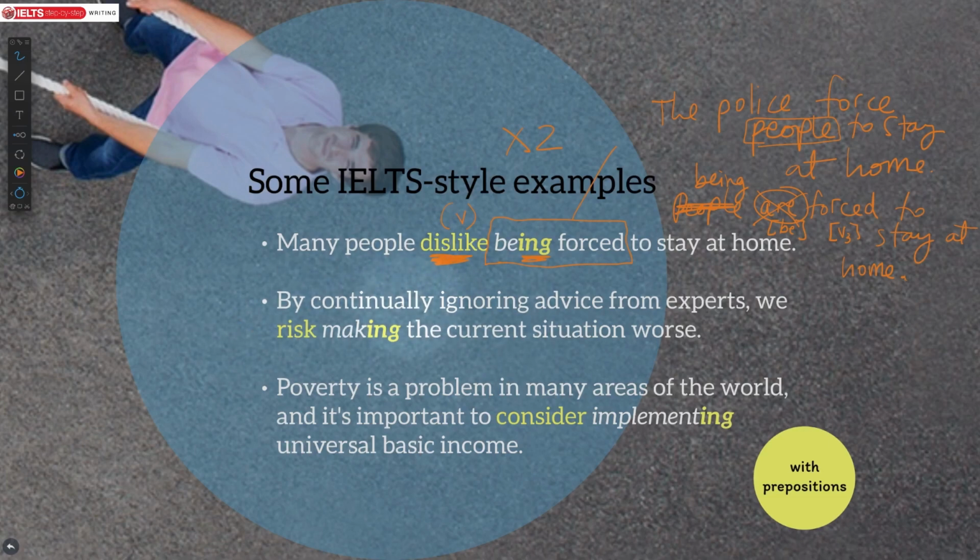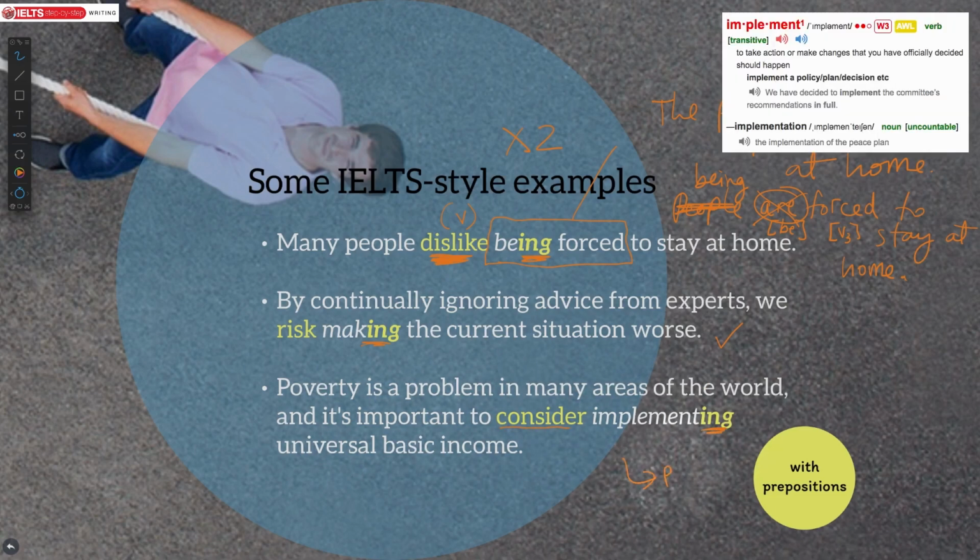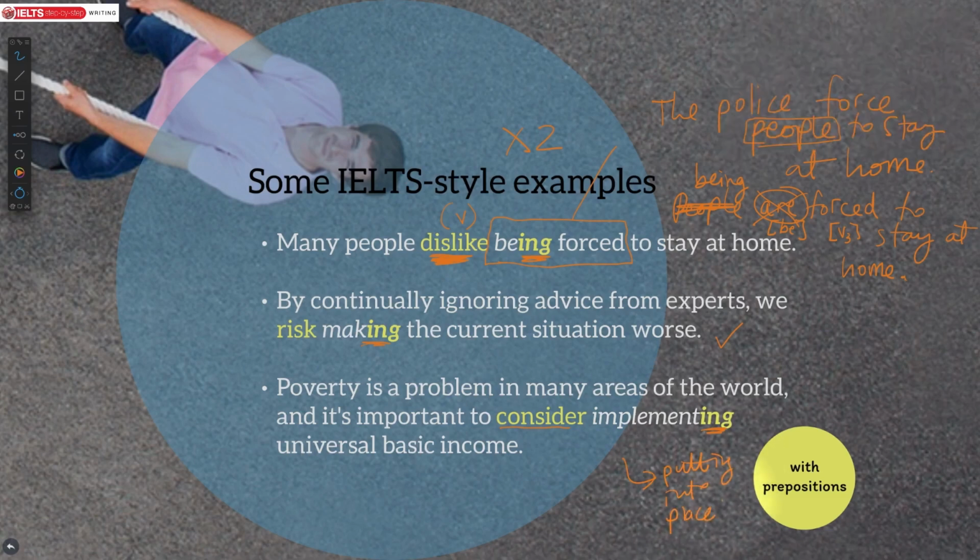Have a look at this one. By continually ignoring advice from experts, we risk making the current situation worse. And the last one here, poverty is a problem in many areas of the world, and it's important to consider implementing, putting into place, universal basic income. Everyone would get a basic form of money coming in, whether they're wealthy or not. It's not just for people who don't have a job. That's basically universal basic income.